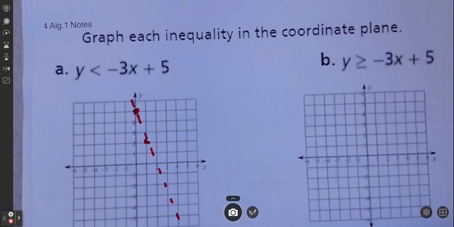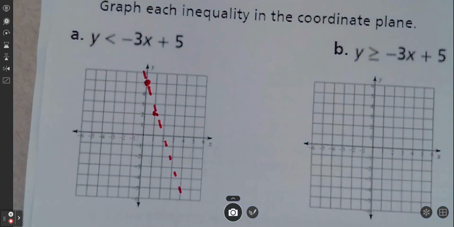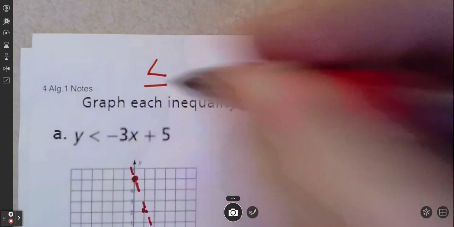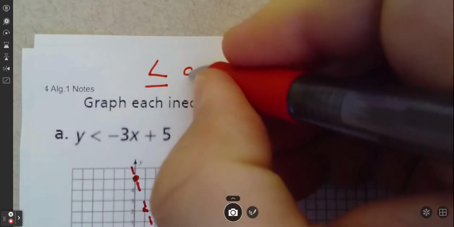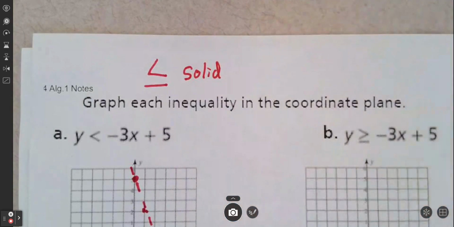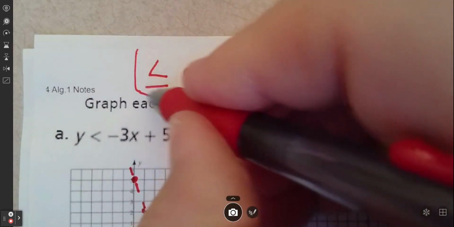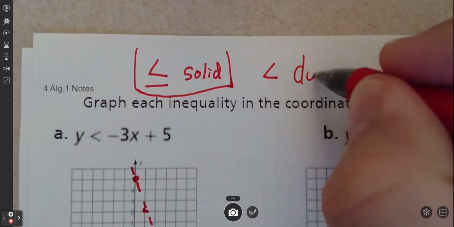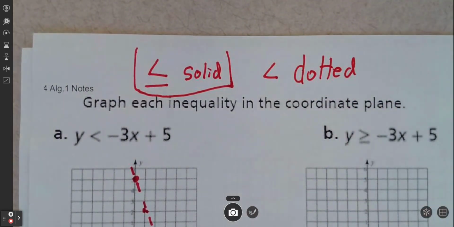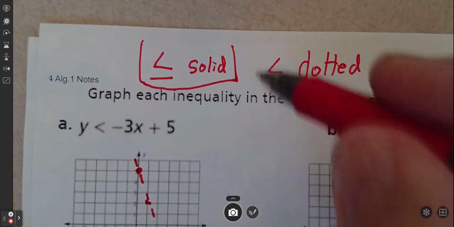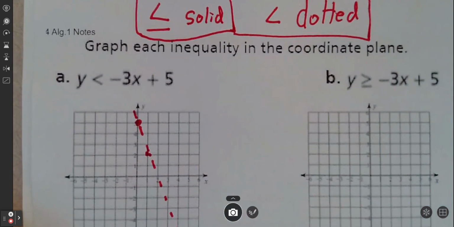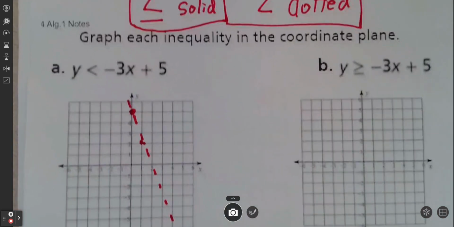And anyone want to guess why it's a dotted line? Eli. It does not have the equal to part, right? So when we have greater than or equal to, that equal, this is a solid line. When it's just this, it's dotted. And what that means is the dotted line doesn't count, but it's up to the dotted line that does. So I have this dotted line.